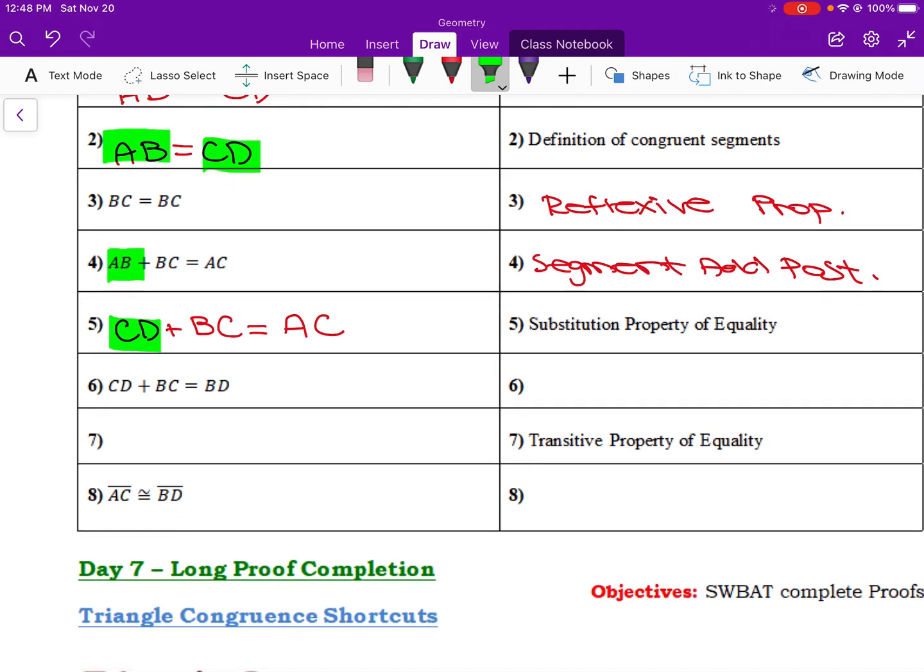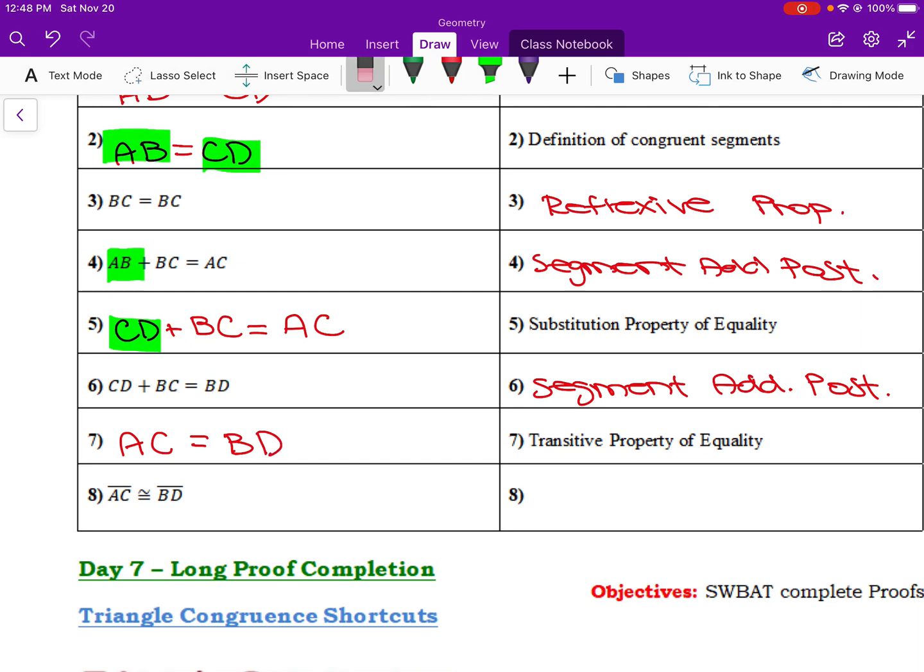Okay, and so with that being said, we can establish that, well, CD plus BC equals BD. That's again my segment addition postulate, right? Because the parts have to sum to make the whole. And then we can take it one step further and say, well, AC then has to equal BD.